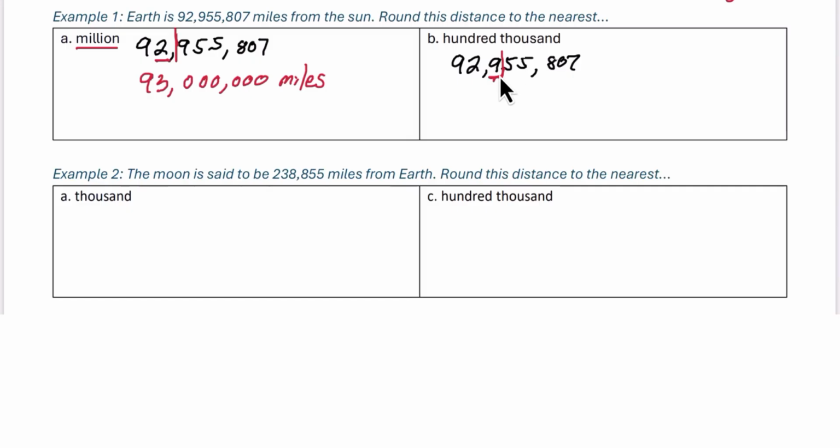Remember, if the number to the right of the rounding digit is 5 or bigger, we round up, which means we add 1 to this 9, making that 10, so we'll add a 1 to this 2. We get 9, 3, 0, and everything to the right becomes zeros. So again, we have 93 million miles.